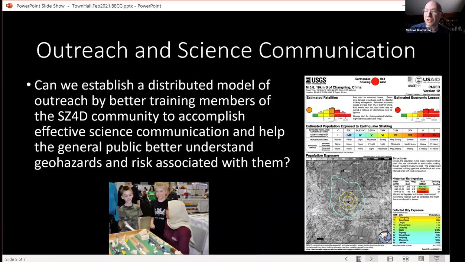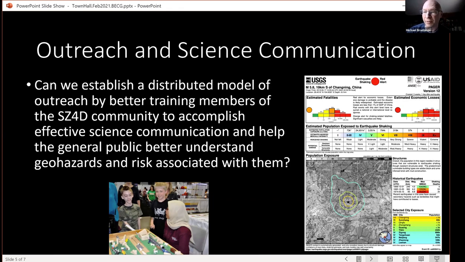I think also in terms of education, often bundled with outreach, we think that certainly that is combined also now with science communication as a key player in this, right? So a question around this would be, can we establish a more distributed model of outreach by better training members of the SZ4D community to accomplish effective scientific communication and help the general public better understand geohazards and the risks associated with them, right?